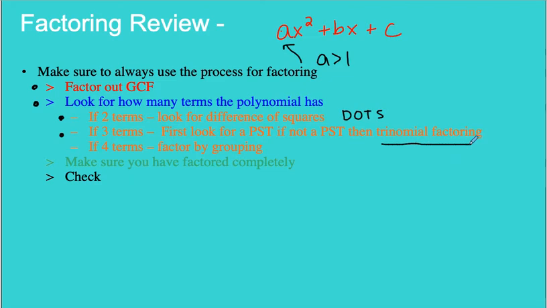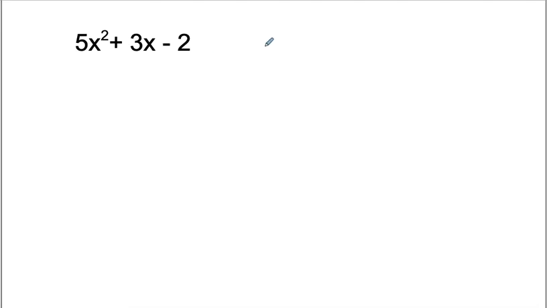Now, we looked at ones where a was equal to 1, so something like x squared plus 5x minus 10. We looked at those in our previous review video. In this review video, I'm going to be going over when a is greater than 1. So these are going to be a little bit more challenging. Okay, so I'm going to show you the way I think about this.